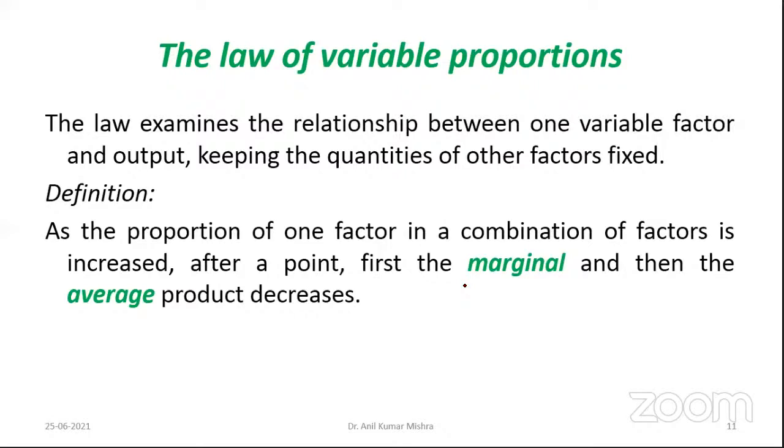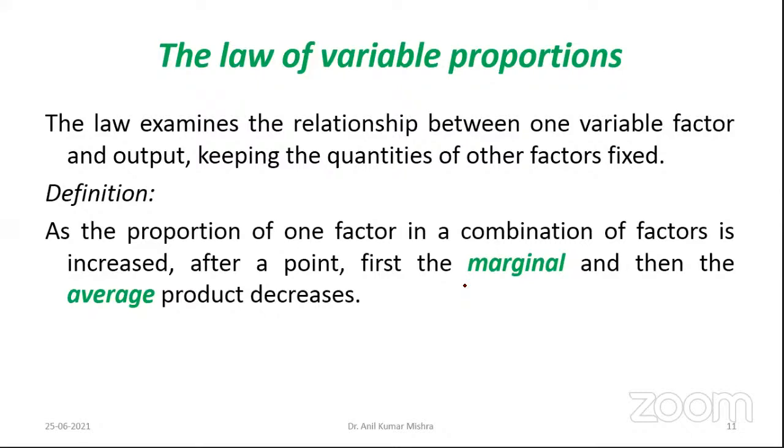The short-run production function, as you know, is the law of variable proportion, right? Then what does that law tell us? There are different definitions of it. I take the most important definition, provided by Alfred Marshall: as the proportion of one factor in a combination of factors is increased after a point, first the marginal product and then the average product decreases.